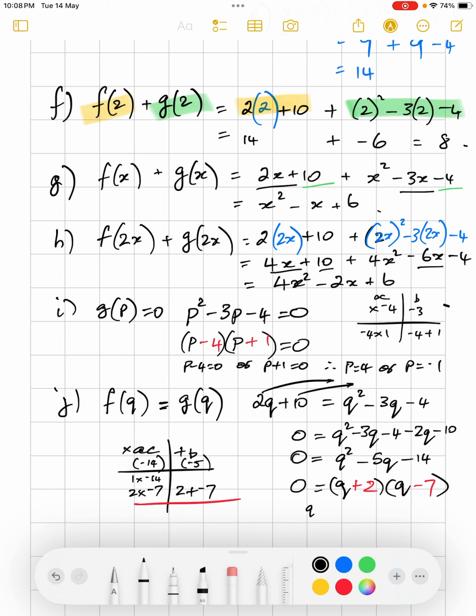Therefore, q plus 2 equals 0, or q minus 7 equals 0. Therefore, take the plus 2 across to be a negative 2. Take the minus 7 across to be plus 7. And so there are our two solutions for q.